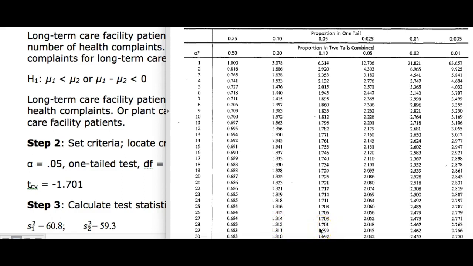And so the t critical value that I have to beat is negative 1.701. Remember, we're looking at a one-tailed test on the left side of the distribution. So we need to beat a negative 1.701. Negative 1.701 is what we need to beat.